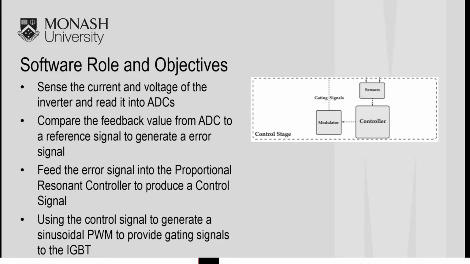It does this by sensing the current and voltage of the inverter and reading it into ADCs, comparing the feedback values from the ADCs to a reference signal to generate an error, feeding that error into a proportional resonant controller to produce a control signal, and using the control signals to generate a sinusoidal PWM to provide gating signals to the IGBTs.